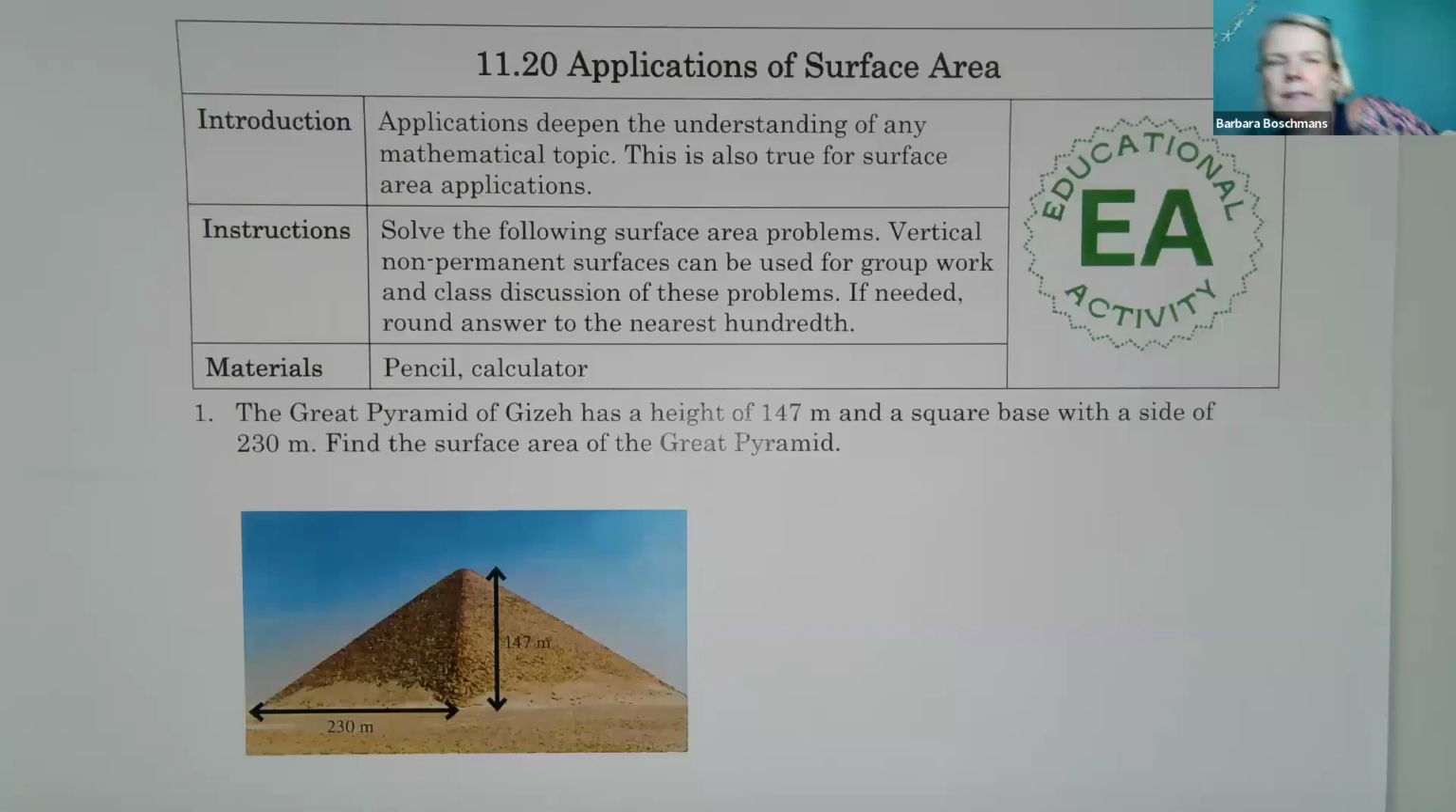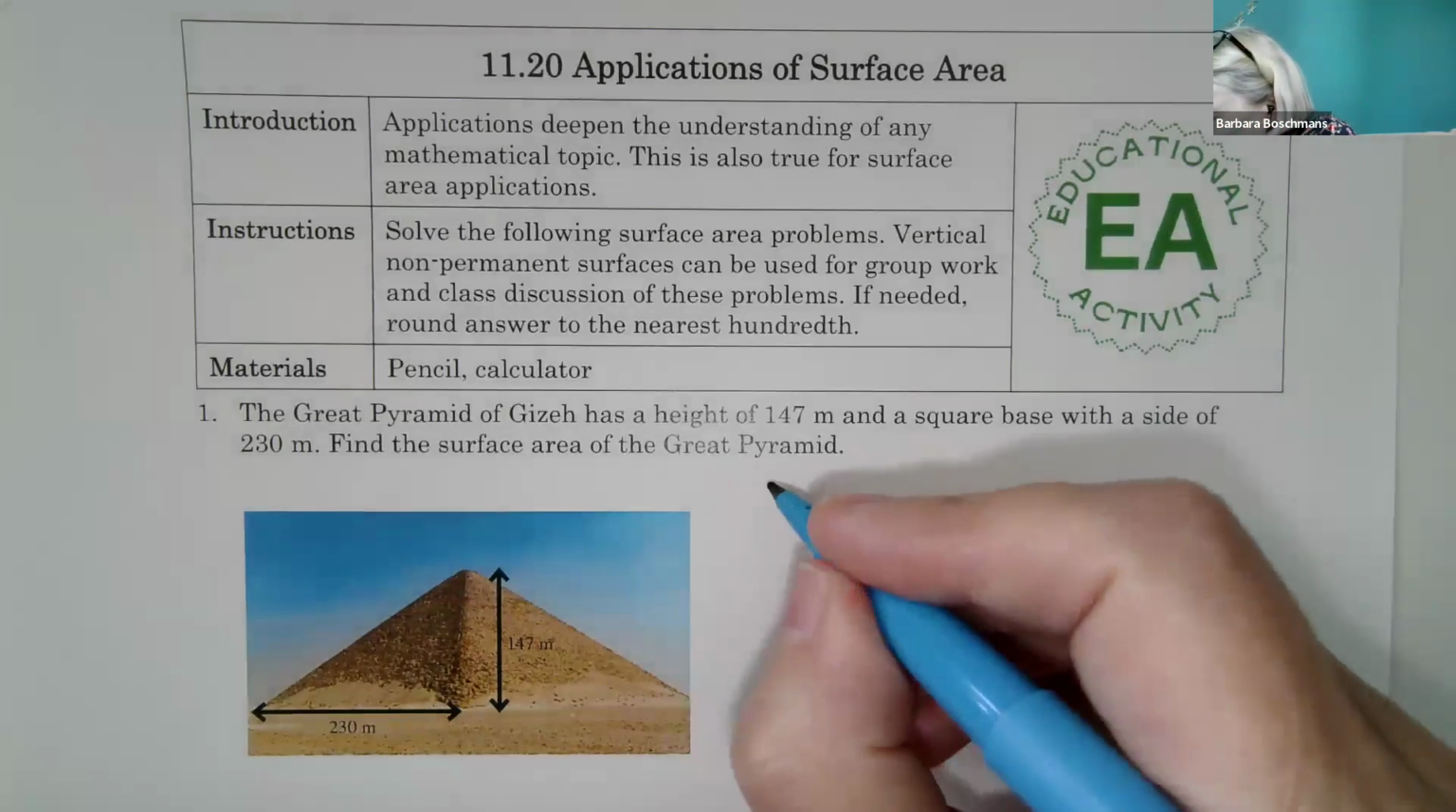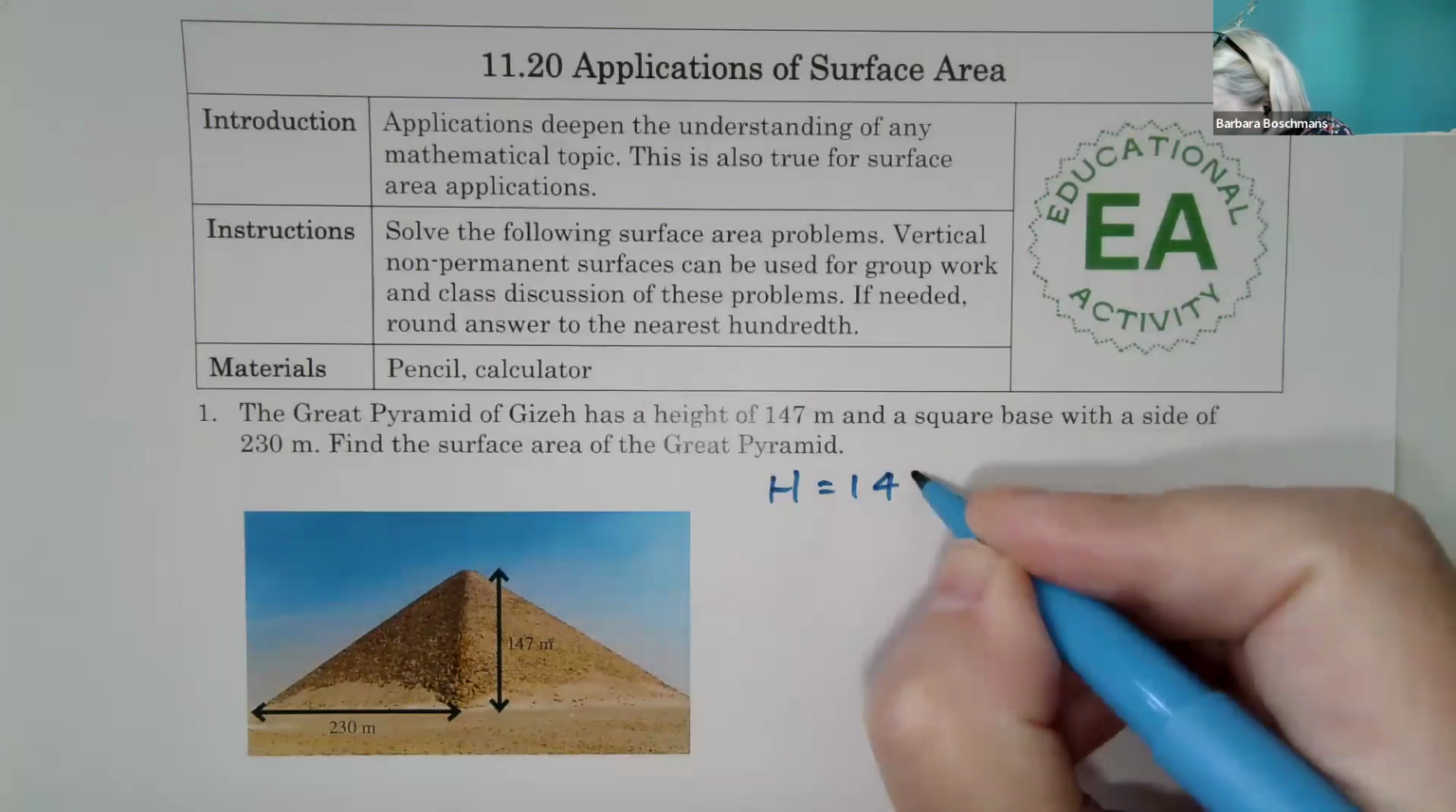Applications of surface area. Again, for the applications, I'm going to give you some hints on how to get started, and then we will collaborate on those. So we're going to go with number one. You have one of the Great Pyramids. It is a square pyramid. It gives you that it has a height, so capital H is 147 meters.